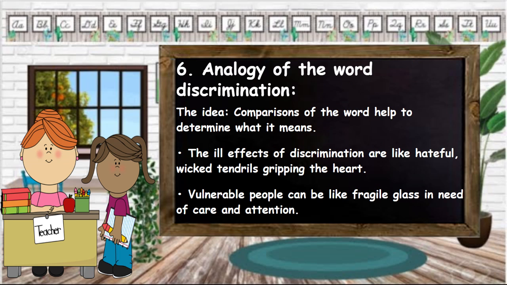Number 6, looking at the analogy of the word discrimination. The idea, comparisons of the word help to determine what it means. The ill effects of discrimination are like hateful, wicked tendrils gripping the heart. Vulnerable people can be like fragile glass in need of care and attention.